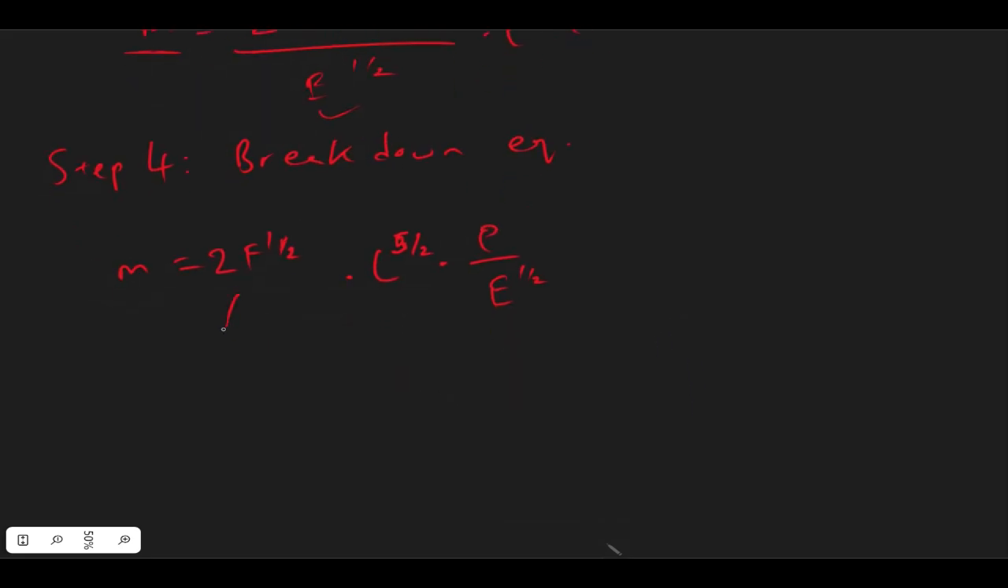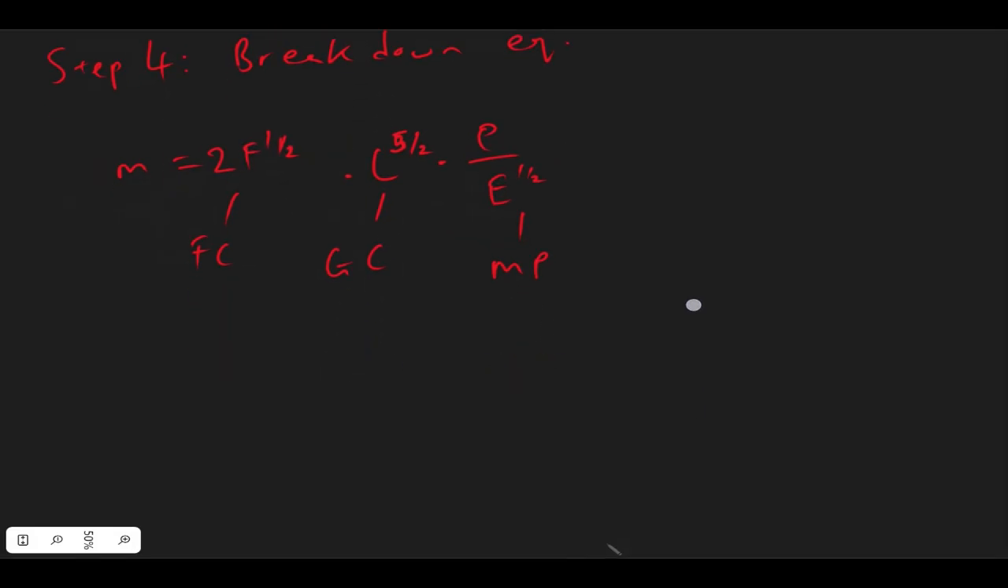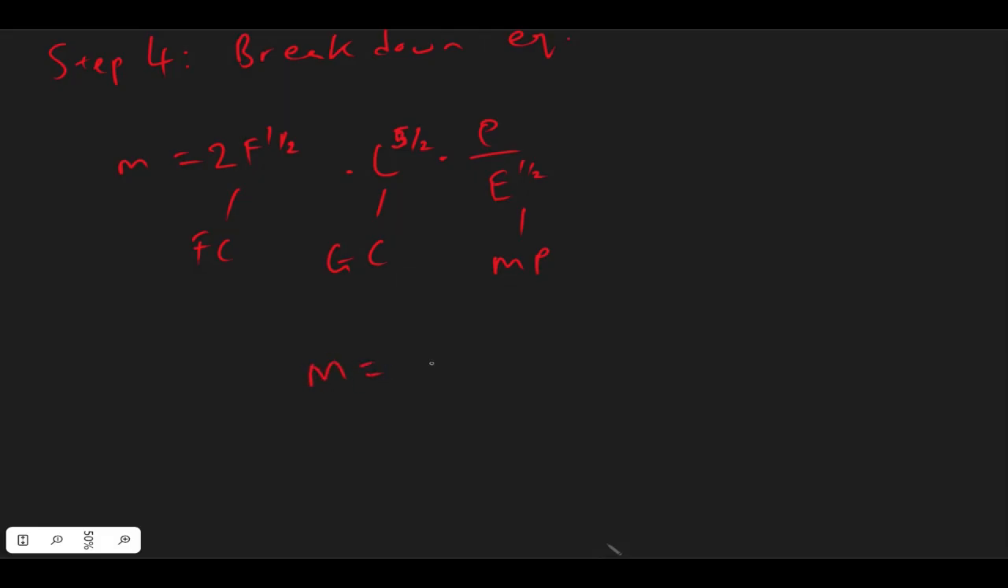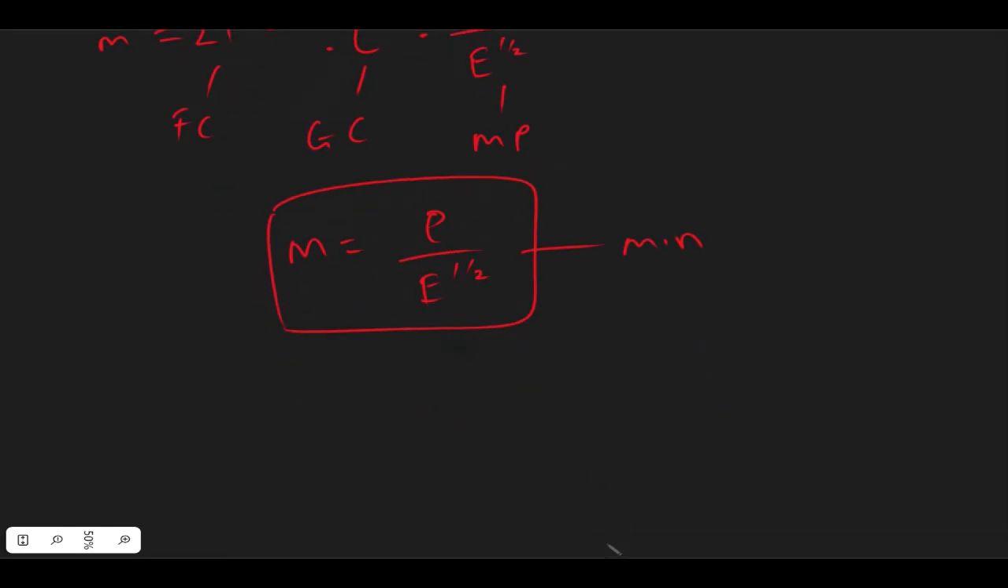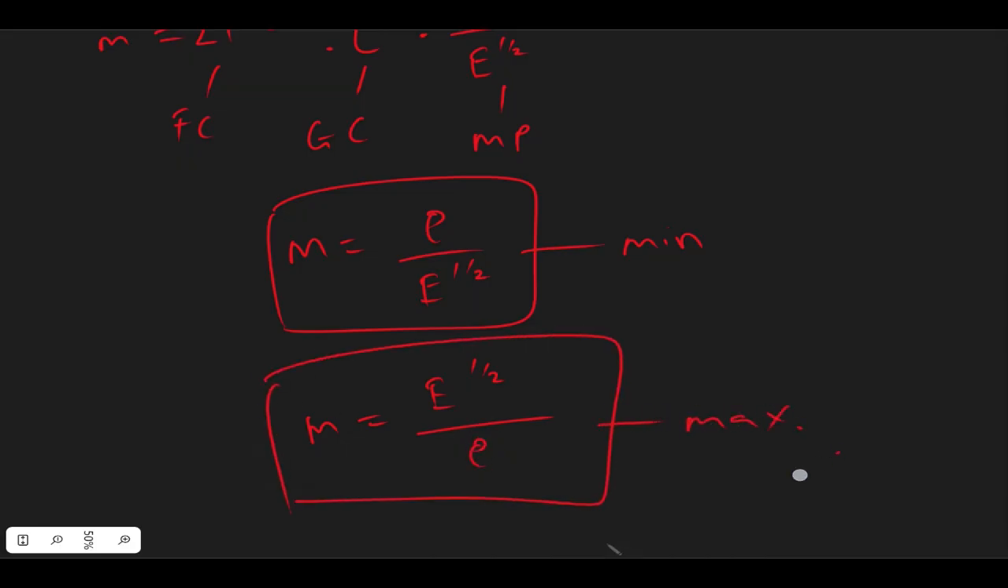You can now write this as: this is the functional constraint, this is the geometric constraint, and this is the material property. So our material index M is now equal to density divided by E raised to the power half. This is a minimization, but you're always writing this in terms of maximization. So M will now be equal to E raised to the power 1 divided by 2 all over density. So this is maximization. This is our answer.